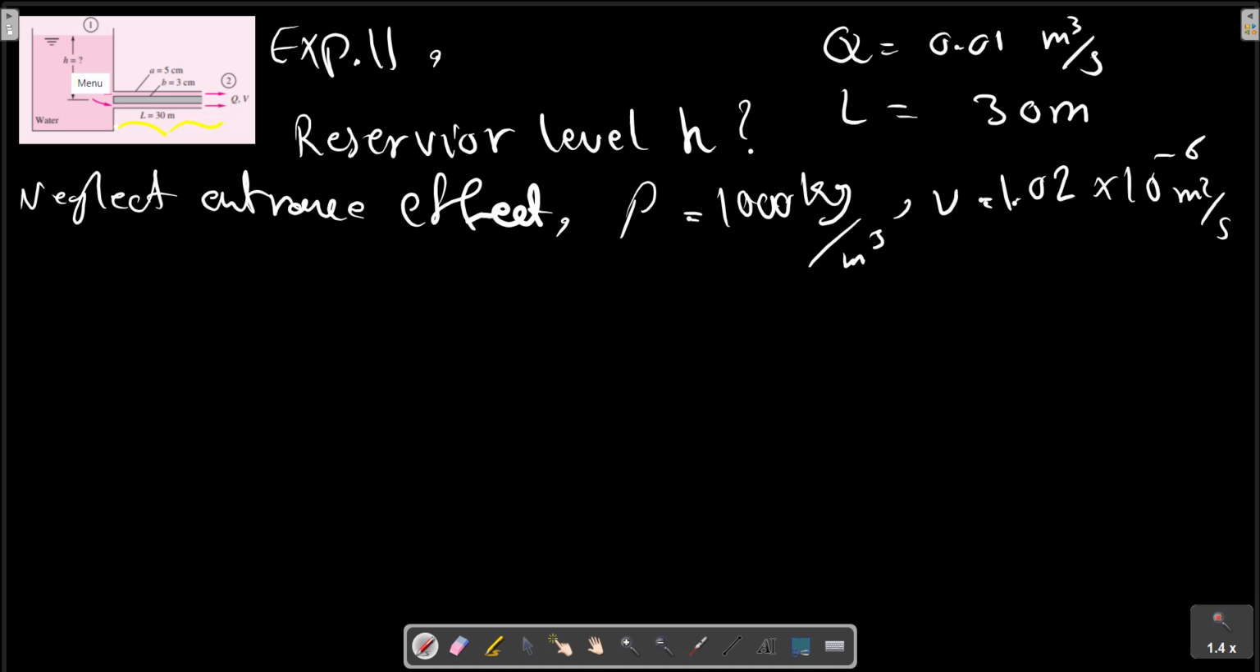So to calculate the fully developed annulus flow, minor losses neglected, we should first find the Reynolds number and friction factor and also the head loss for this pipe here, and then we can calculate the H, the reservoir level, with the given data of the flow and fluid here.